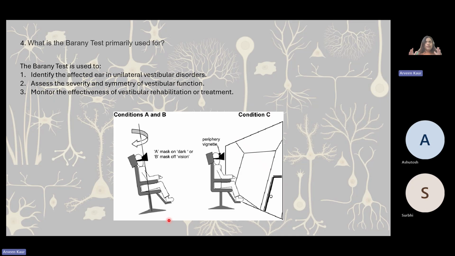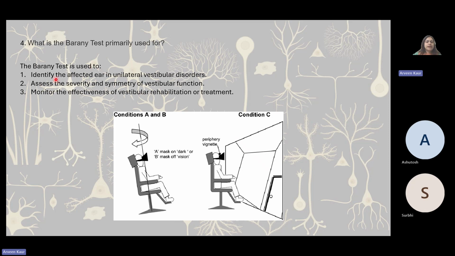There is a chair that you are made to sit on, and the chair is inclined. It can be done manually also. So even if there is no chair, you are blindfolded, and the doctor will tilt you at an angle, bring you back, and they'll basically test what kind of reaction you give, right?